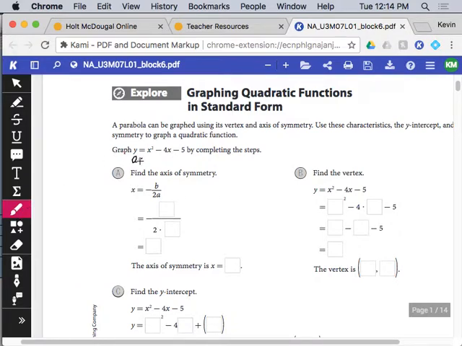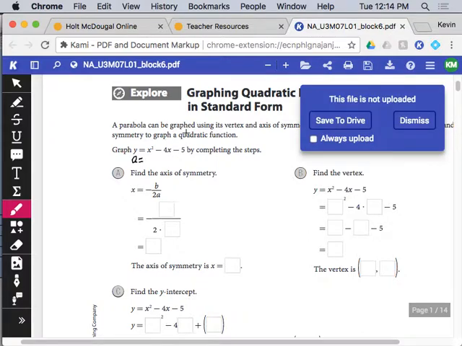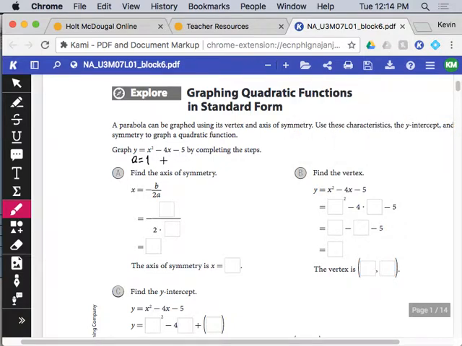What is a in this case? You can tell me. Raise your hand, somebody. Slope? No. What's a? Yes, ma'am. 1. A is 1. Very good. And b is, what would you say, Miss Turner? -4. Good job. And c in this case is -5. We don't need that right now.